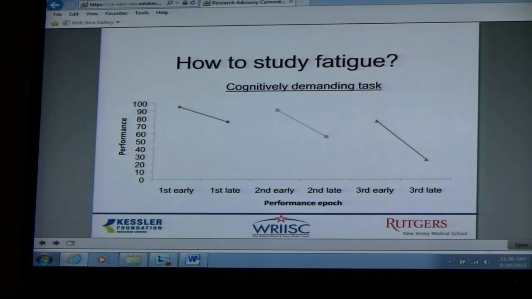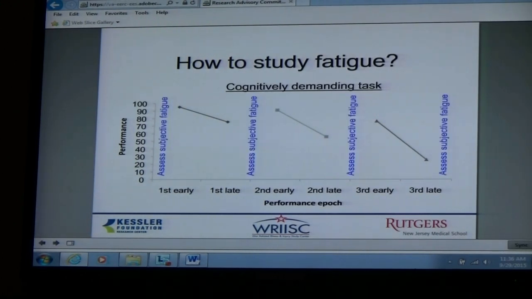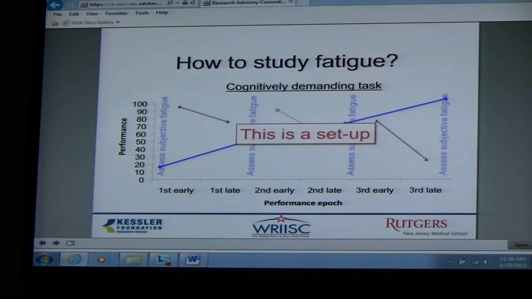Okay, so let's turn to cognitive fatigue, and let's just change the axis. So we have a cognitively demanding task of some sort. We have performance on the y-axis, and you have 3 epochs. And if you assess fatigue before and after each epoch by asking people how mentally fatigued they feel, you might find that as performance falls off, their fatigue goes up, right? It sort of makes sense. And this is how people have been trying to look at fatigue for over 100 years. But this is a setup.